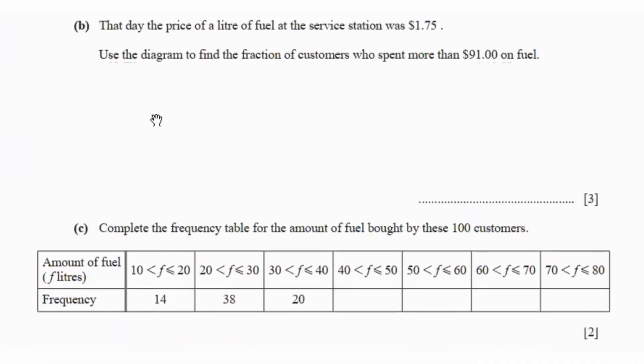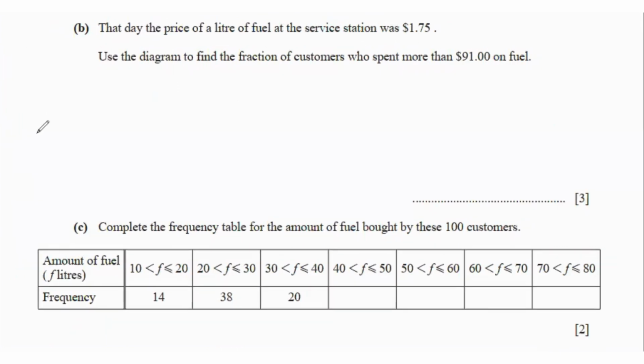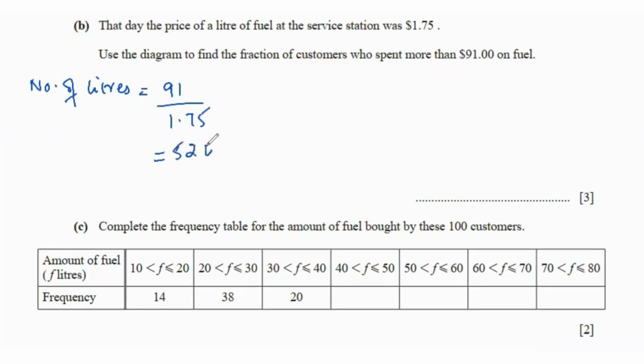And the next question says, that day the price of a liter of fuel at the service station was $1.75. Use the diagram to find the fraction of customers who spend more than $91. So in part B, it's asking us to find the fraction of customers who spend more than $91 on fuel. First we're going to find the number of liters for this price, the total number of liters bought that day at the rate of 1.75. So 91 divided by 1.75 gives us 52 liters.